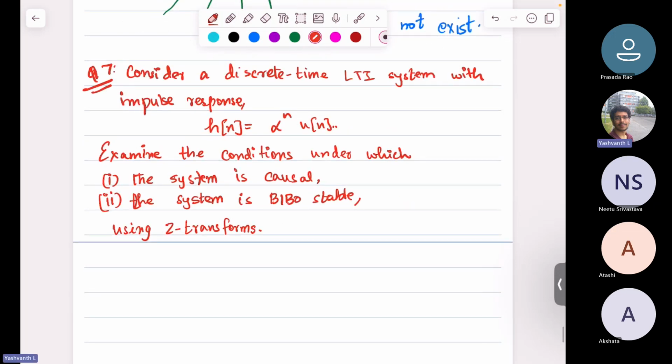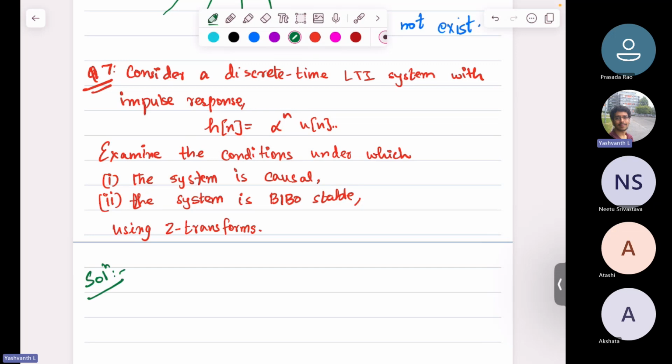Okay, so basically all we need to do is, if you remember, for causality your ROC should be the exterior part of a circle with the radius equal to the maximum pole, and for BIBO stability your unit circle should be included in the ROC. This is what we need to check, as simple as that. Okay, so solution.